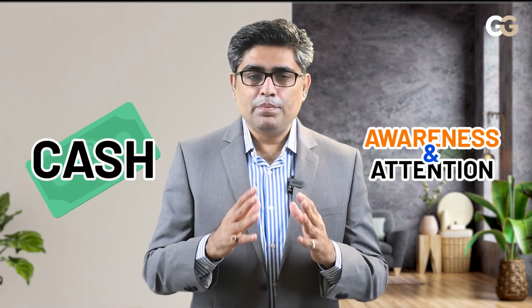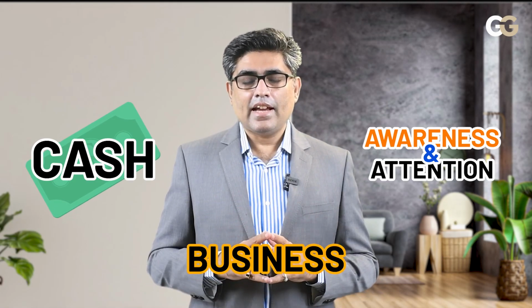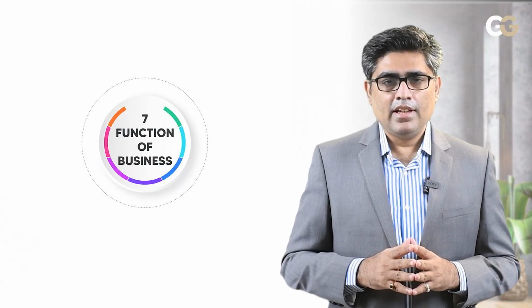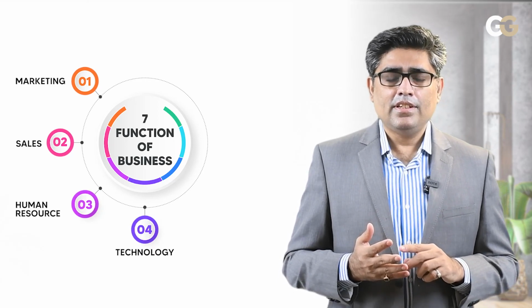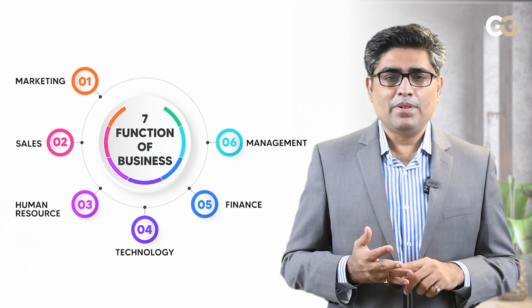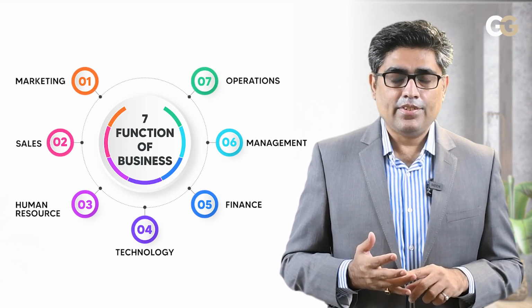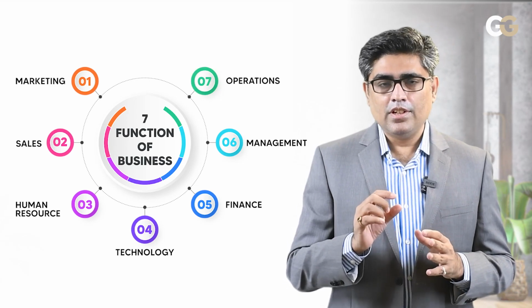And in between is B, where the real business activities are undertaken. These business activities can be broken down into 7 broad functions, which include marketing, sales, human resource, technology, finance, management, and operations. So these are the 7 functions of business which fall in between. If you remember this ABC throughout your life, I'm pretty sure that if you take care of the spectrum, your business is definitely going to do well.